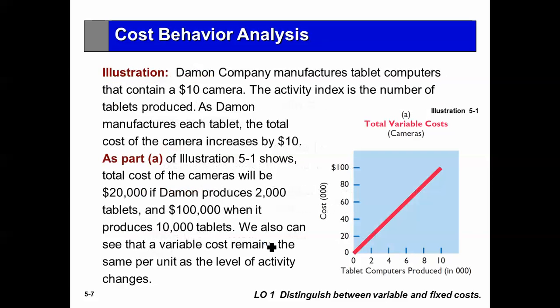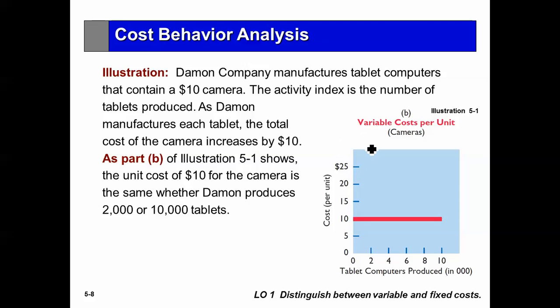We define it as variable if it changes in total, but it remains the same if we're talking about a unit. For example, we have a company that manufactures a $10 camera. The activity level is the number of tablets produced that has this $10 camera. As part of the illustration A, at 0, I have 0 costs. At 2 units, my total cost is 20. At 4 units, my total cost is 40. At 6 units, my total cost is 60. So you see, this line is linear, and I can predict what the variable cost would be at any level of production. So you give me 15 tablets, I could tell you that the total cost for cameras would be 150.